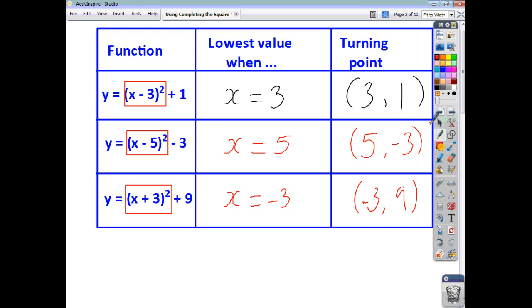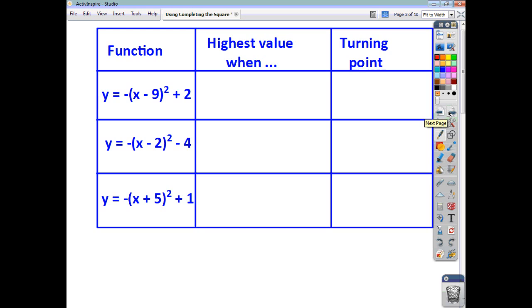Now, all of these functions were u-shaped parabolas because x squared is positive. So what we're talking about is each function having a minimum turning point. Okay, now if we consider these functions, we've got a negative in front of the bracket each time. So that tells you when you were to multiply all of this out that x squared would be negative, which tells you that each of our parabolas are n-shaped. That means our turning point is a maximum turning point.